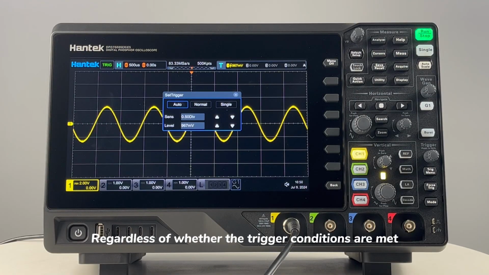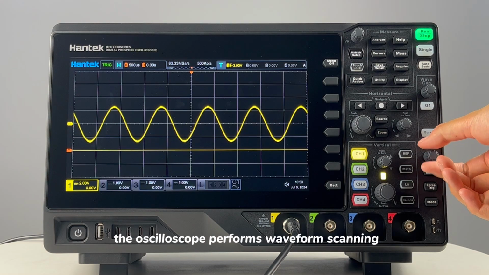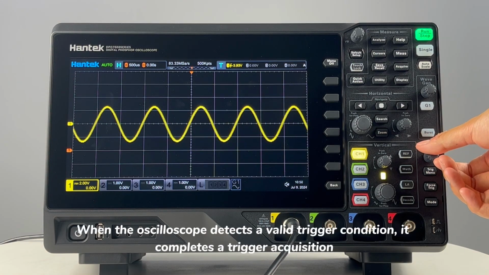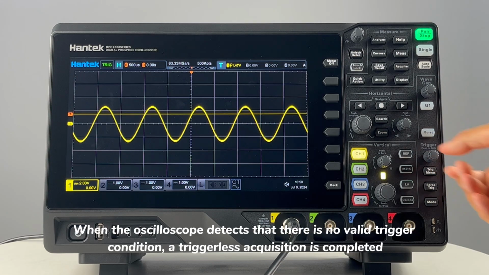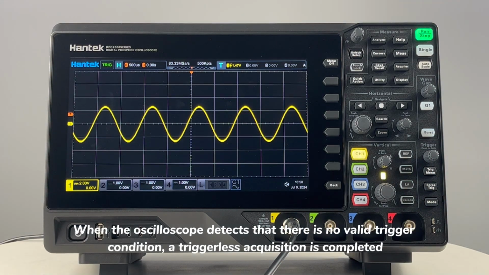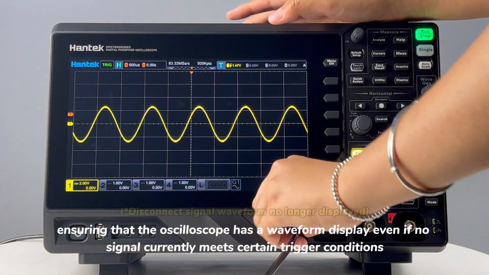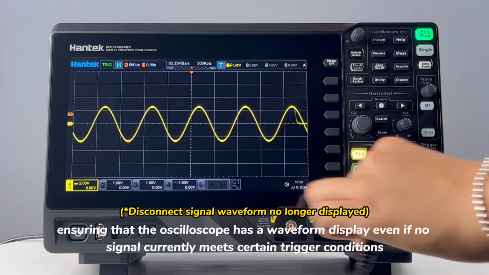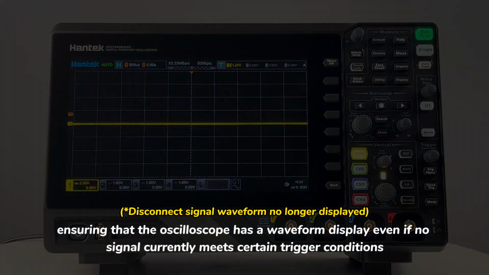Automatic. Regardless of whether the trigger conditions are met, the oscilloscope performs waveform scanning. When the oscilloscope detects a valid trigger condition, it completes a trigger acquisition. When the oscilloscope detects that there is no valid trigger condition, a triggerless acquisition is completed. It is suitable for observing continuous and relatively stable signals, ensuring that the oscilloscope has a waveform display even if no signal currently meets certain trigger conditions.